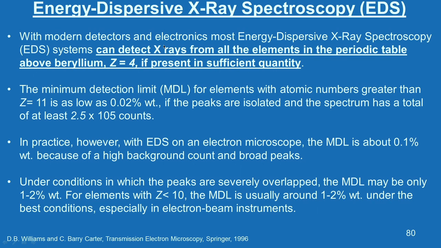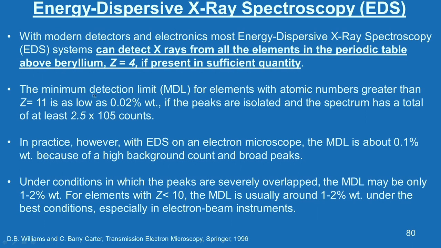With modern detectors and electronics, most energy dispersive X-ray spectroscopy systems can detect X-rays from all the elements in the periodic table above beryllium, that is Z equal to 4, if present in a sufficient quantity. I also mentioned in the fundamentals, about 10 weight percent or so, depending upon the detector capability, which varies of course. This is a particular area where the companies keep making an effort to produce efficient detectors, and we will talk about those developments a little later.